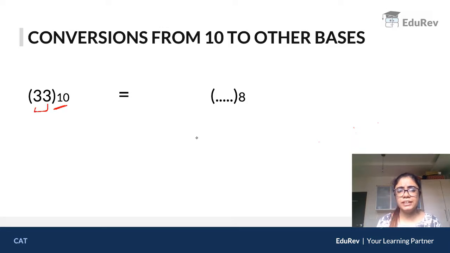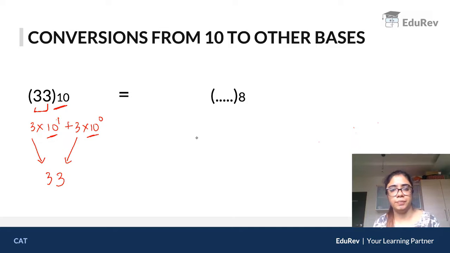So can I write this as, let's say, 3 into 10 raised to 1 plus 3 into 10 raised to 0? Because this is a decimal number, I can write it like this: 3 into 10 raised to 1 plus 3 into 10 raised to 0. So this gives the place value, and when I pick only 3 and only 3 from here, it gives me my number 33. Now how do we convert it to a base 8? I want to convert it into an octal system.